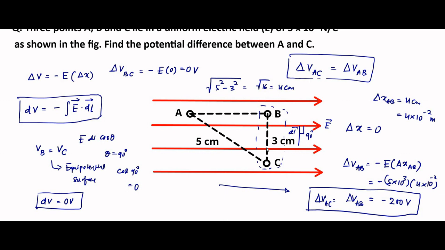In the case of BC, the angle between the E vector and the dl vector, which is along this line, is 90 degrees. That's why the change in electric potential is 0. That's why points B and C are at the same potential.